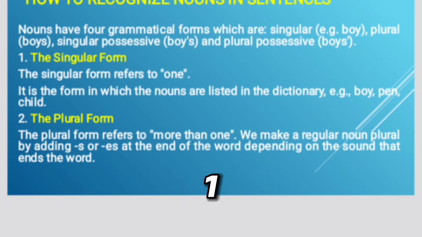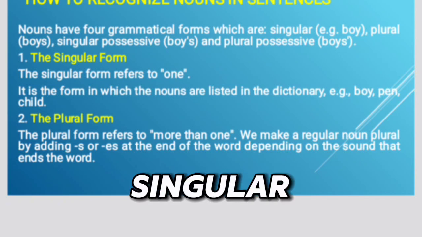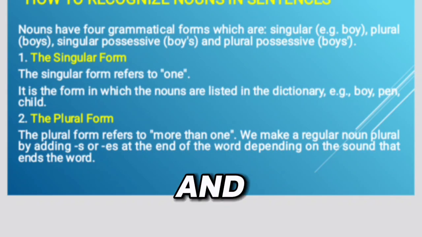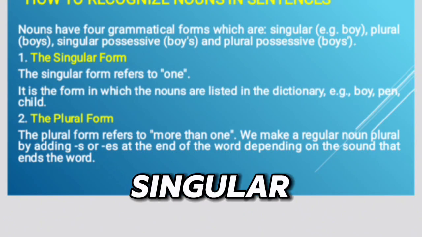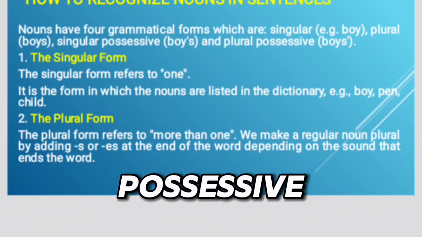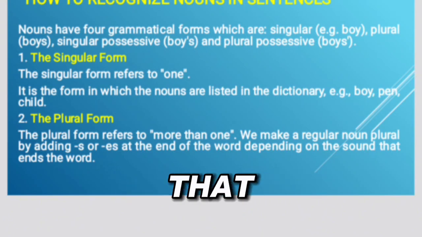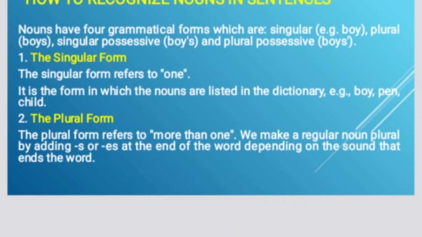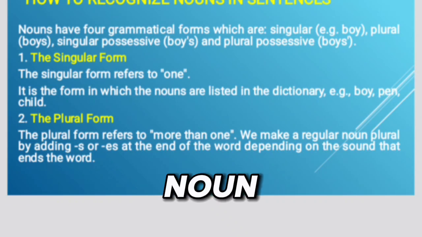Number 1, the singular form. You know that the singular form does not take any s. Then the plural form takes s, that is, it ends with s. Then singular possessive and plural possessive. The singular form, you already know that one. Then the plural form of a noun.